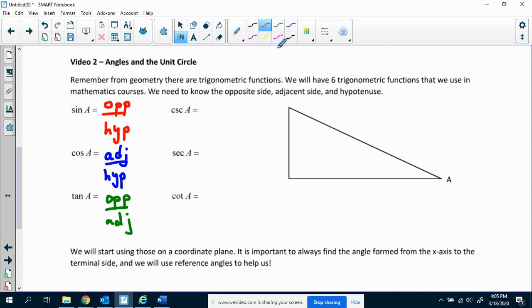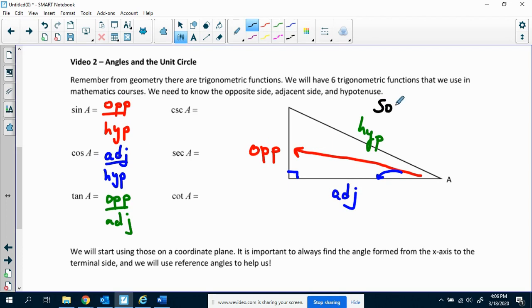So just a reminder, the opposite side is the side that is furthest away from the angle. The adjacent side is the side that's right next to the angle that isn't the hypotenuse. And the hypotenuse is the hypotenuse of the right triangle. So opposite over hypotenuse, adjacent over hypotenuse, and opposite over adjacent. You may have seen SOHCAHTOA a lot last year. Well, this year, we're going to also talk about cosecant, secant, and cotangent.